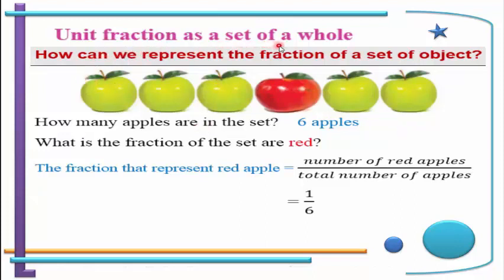Unit fraction is a set of a whole. How can we represent the fraction of a set of objects? How many apples are in the set? 1, 2, 3, 4, 5, 6 apples. We have 6 apples. What is the fraction of the set of red? The fraction that represents red apple equals the number of red apples over the total number of apples. The numerator will be the number of red apples and the denominator will be the total number of apples. So we have 1 over 6. 1 is the number of red apples and 6 is the total number of apples.